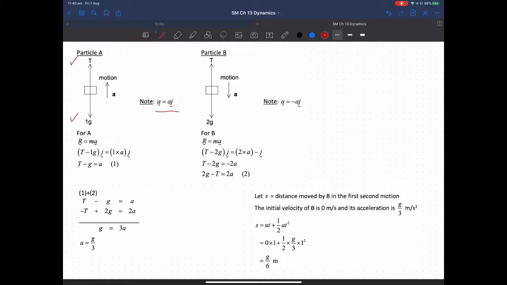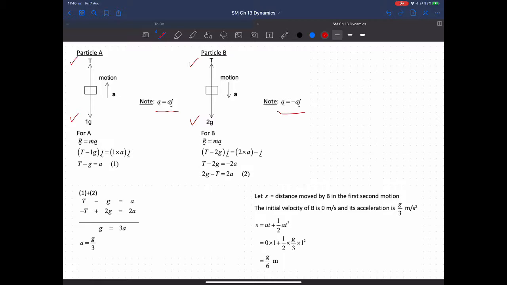Similarly, for particle B, it has a weight of 2 kilograms, so there is 2g going down, and tension in the string going up. They are the 2 forces acting on particle B. Particle B, though, is going to be dropping down, so you can see for the acceleration we've written negative a j, negative because the direction is going down. So we now approach the 2 particles separately.